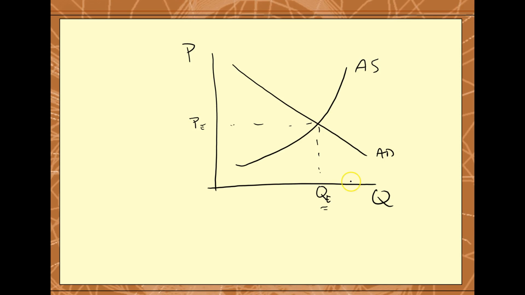So let's call that QF, full employment level of output. We need this level of output right here in order to put everyone to work. And what we see is where we are, Q sub E, is not enough. So what we've got to do is get the equilibrium level of output equal to the full employment level of output. Now what we discussed, one way to do that is to shift the aggregate demand curve to the right. And we could do that with fiscal policy.